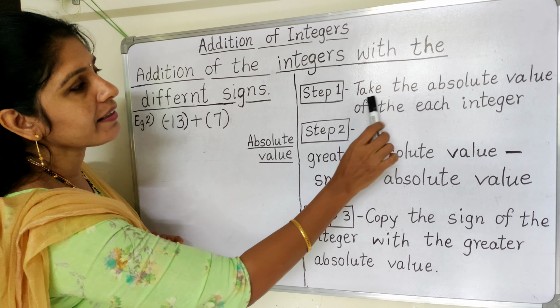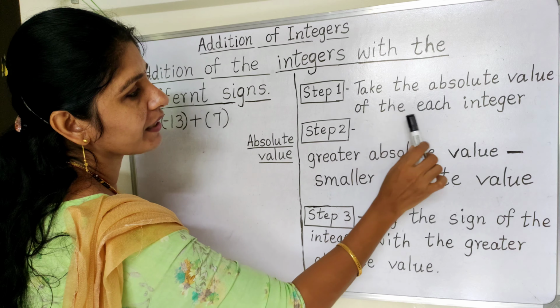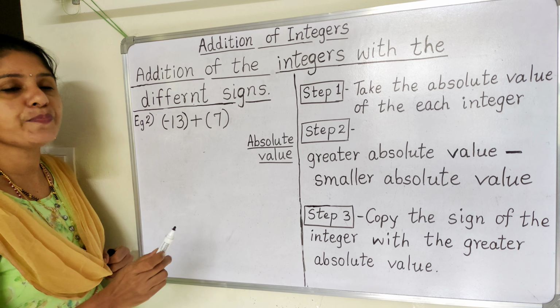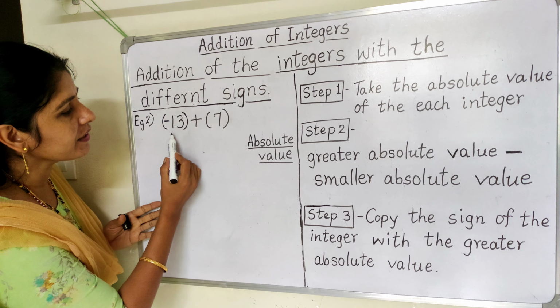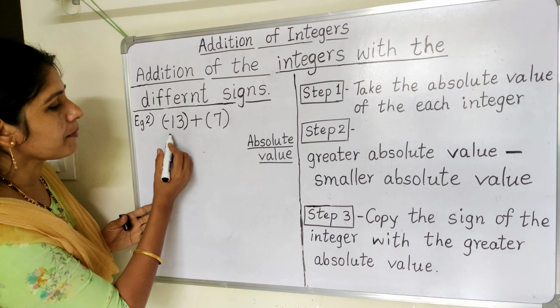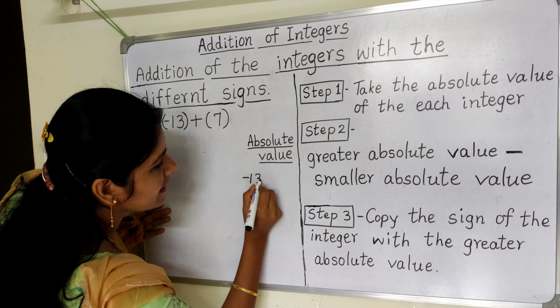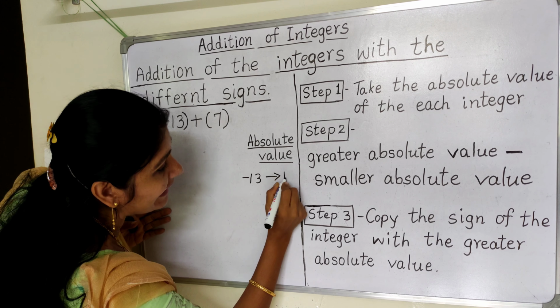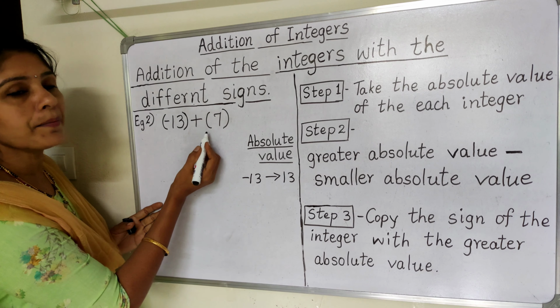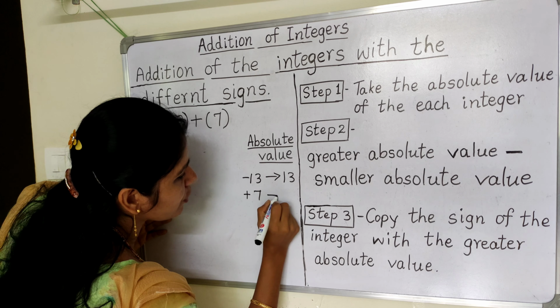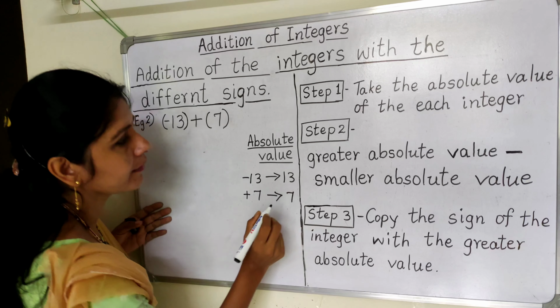Step 1. Take the absolute value of each integer. So let us find out the absolute value of the given integers. The first number is minus 13. Its absolute value is 13. The second number is plus 7. Its absolute value is 7.